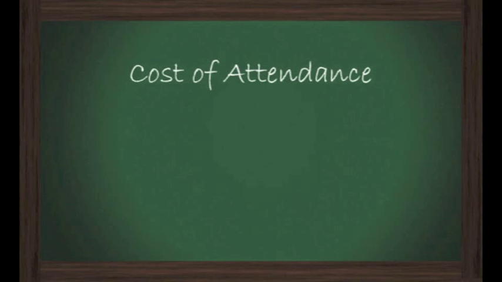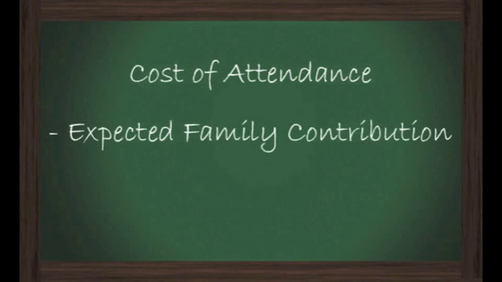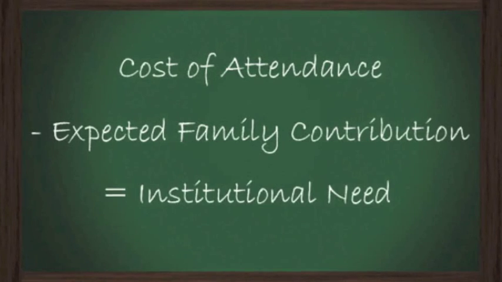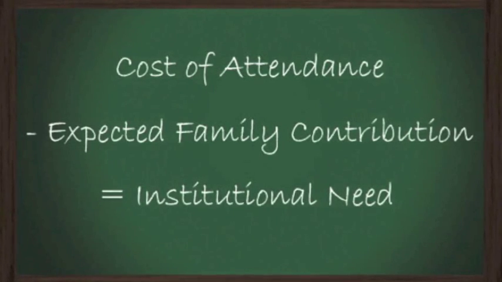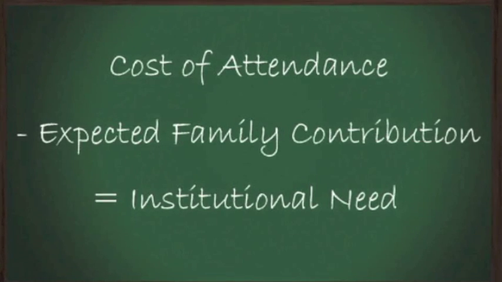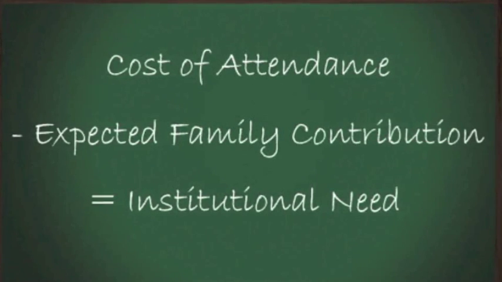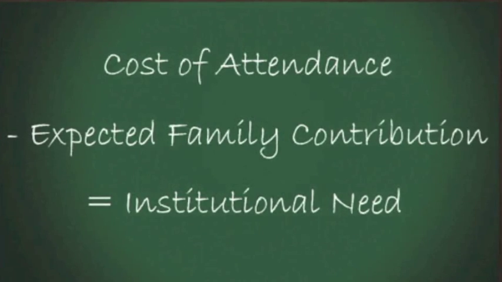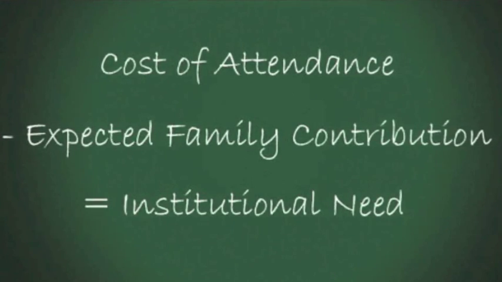A student's financial aid award is established on an individual basis and depends upon the cost of attendance for the year and the student's expected family contribution. The amount that remains after the family contribution has been applied towards the cost of attendance is considered the student's institutional need. In short, the cost of attendance minus the expected family contribution equals the student's institutional need.